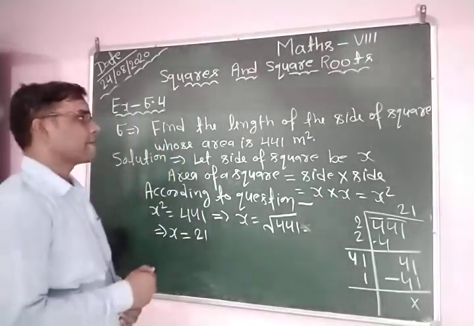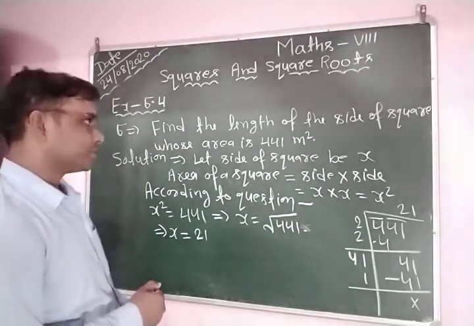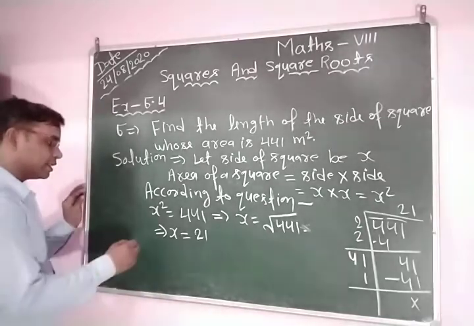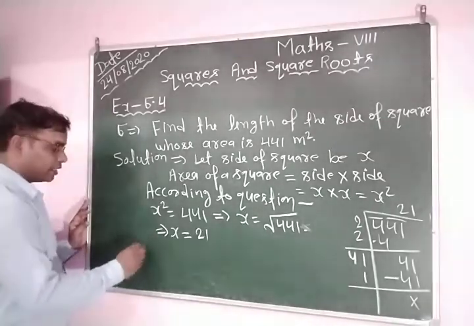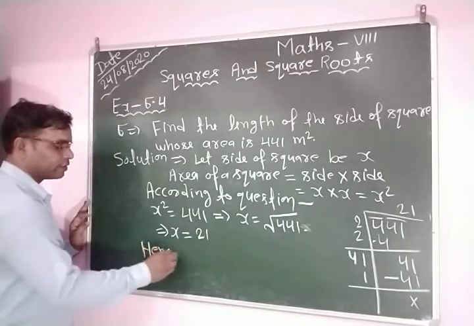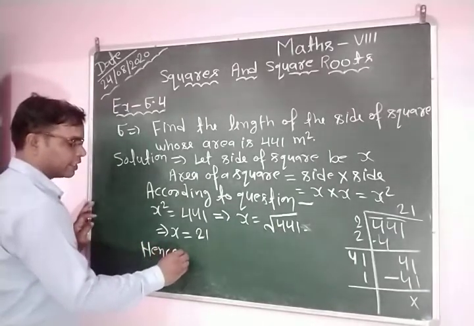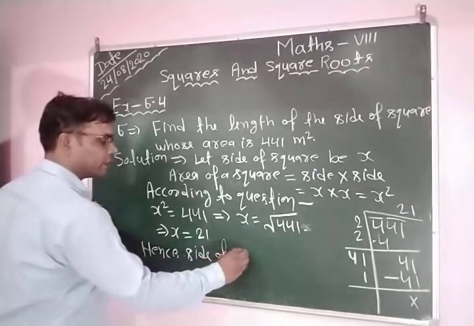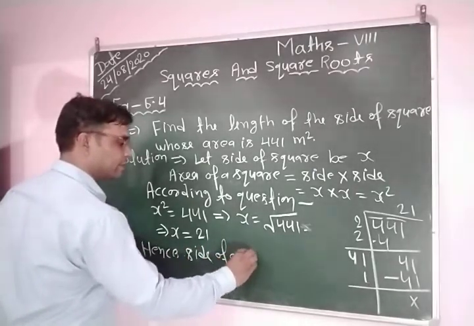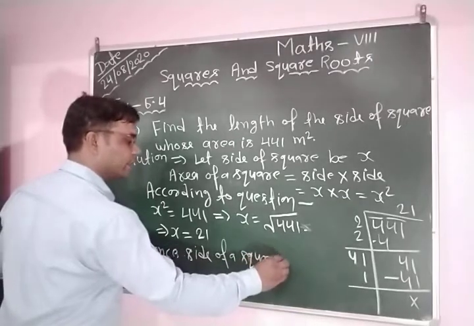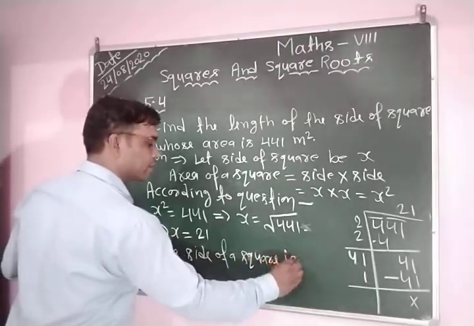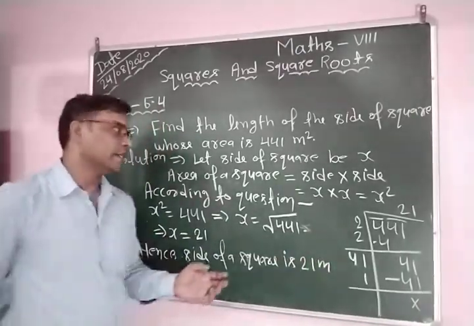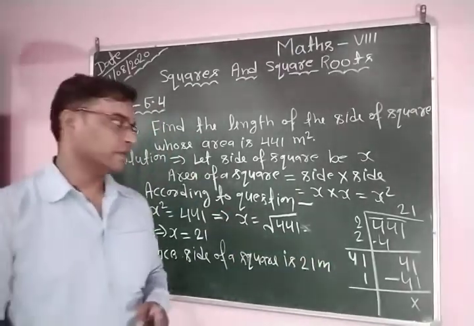So in this question we are asked to find the length of the side. So x is the length of the side. Hence you can write here, hence the length of the side of the square is 21 meters, whose area is 441. Clear?